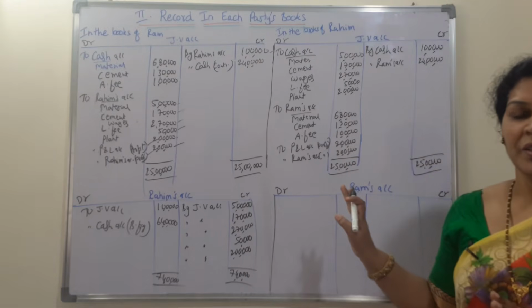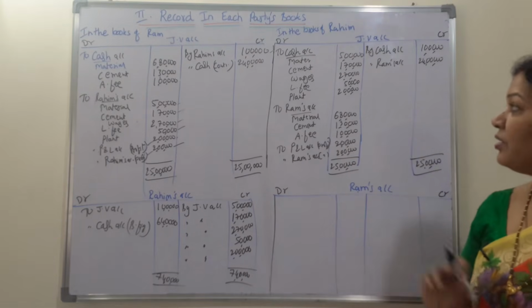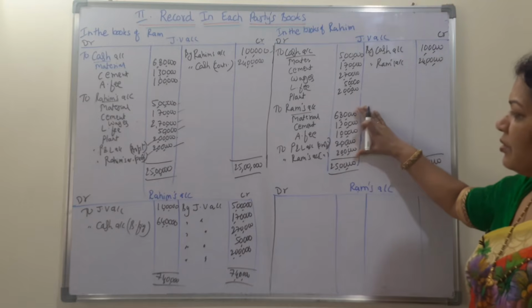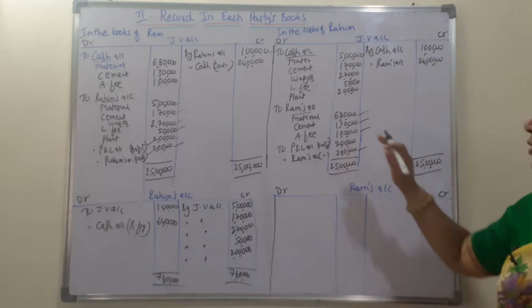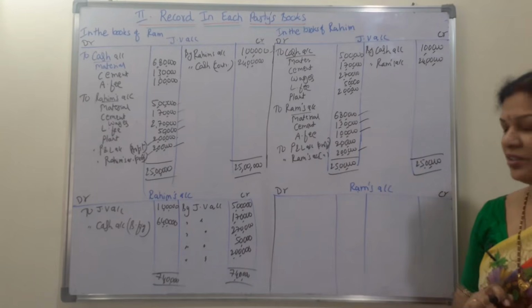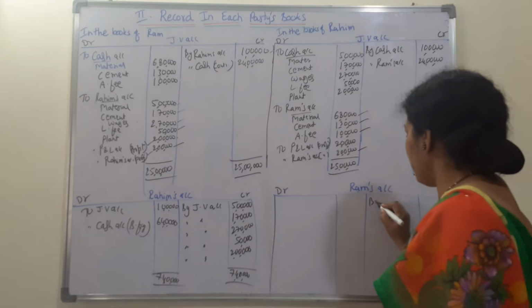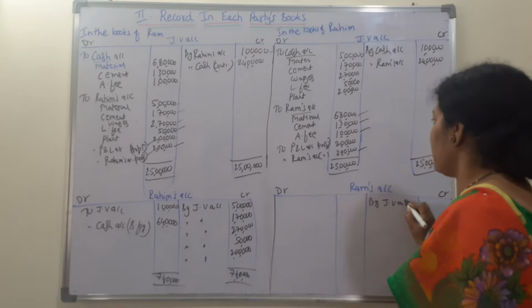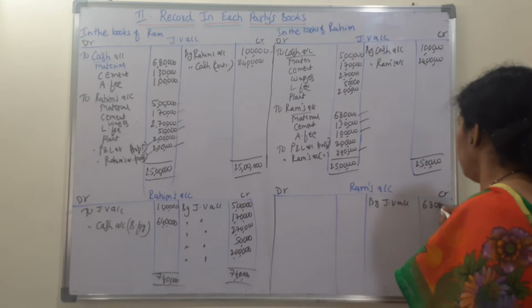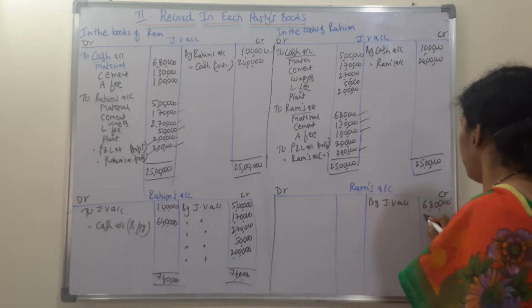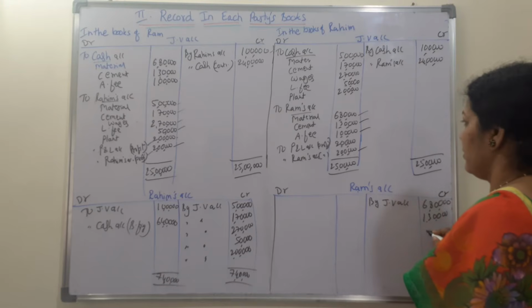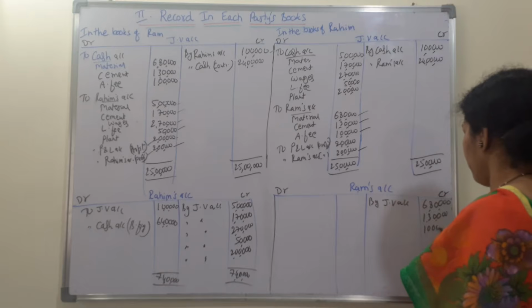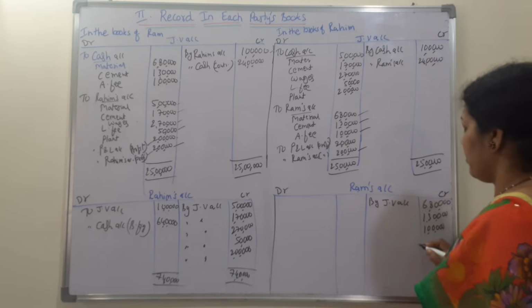Over. Now next, Ram's account. Ram is here, all these Ram's account, 1, 2, 3 and 4. 4 items debit to credit you will write. So when you are transferring by joint venture account, 6 lakh 80, 1 lakh 30, 1 lakh, then 2 lakh.